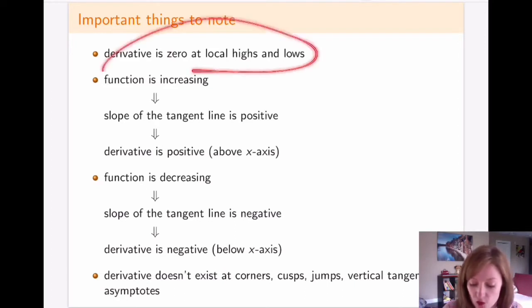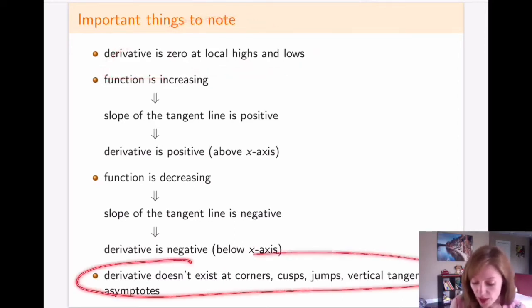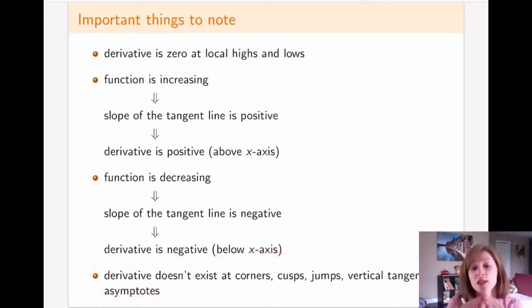So first of all, the derivative is 0 at local highs and lows, and on the flip side of that, if I did have any corners or cusps or jumps or asymptotes, those are the situations when the derivative does not exist, which means I would not have been able to sketch a tangent line at those points, which means I wouldn't be able to have computed a slope of the tangent line, and the derivative graph would also have some kind of hole or discontinuity in it.